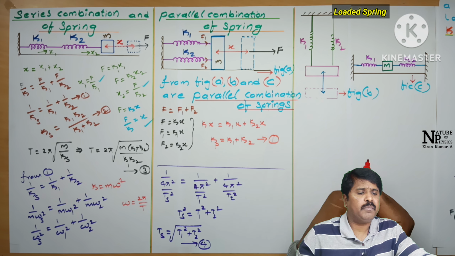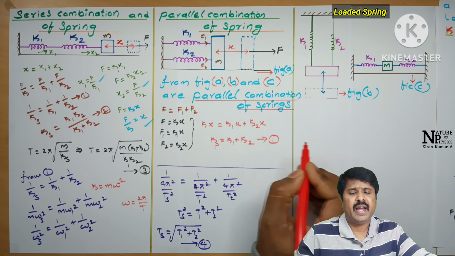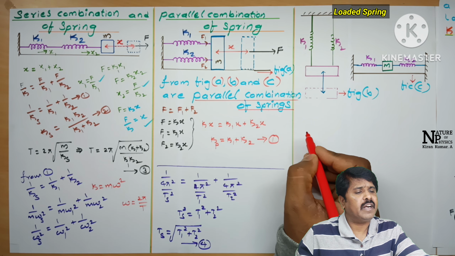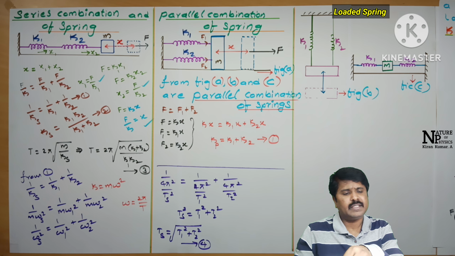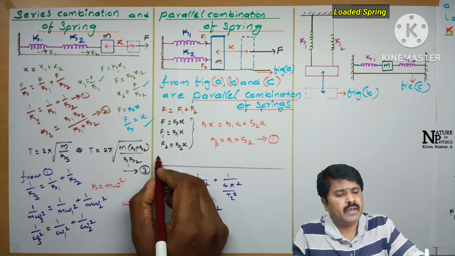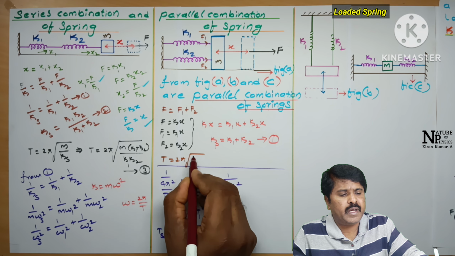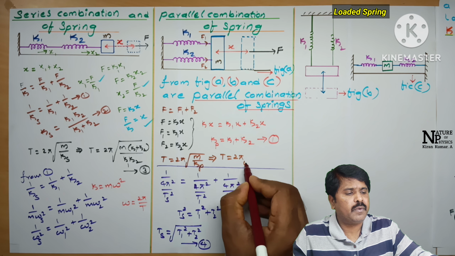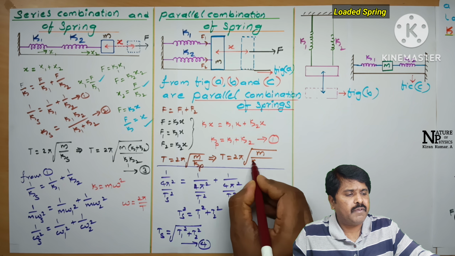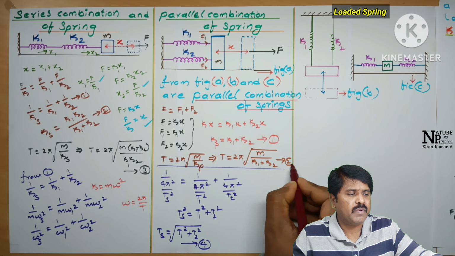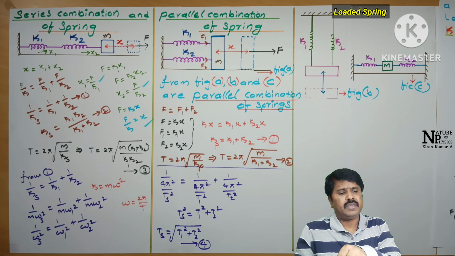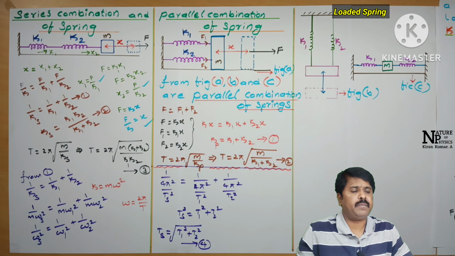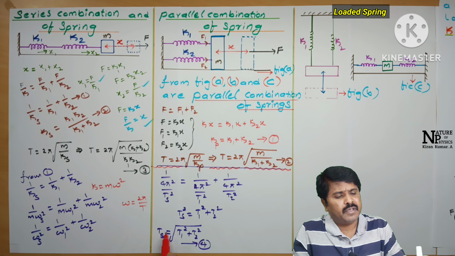Student, for the parallel combination I got Kp equal to K1 plus K2, and for the series combination Ks I got K1 K2 divided by K1 plus K2. Replacing in the time period equation, T is equal to 2 pi root over m divided by Kp. Replacing the Kp value, T is equal to 2 pi root over m divided by K1 plus K2. I can write this as equation number 2, student. Notice here, the derivation below is related to the series combination. This is the continuation step I did here.